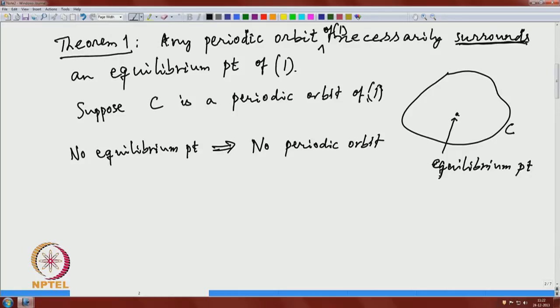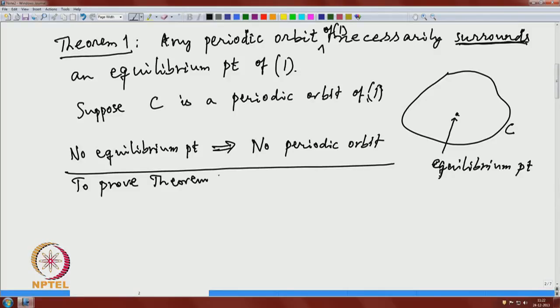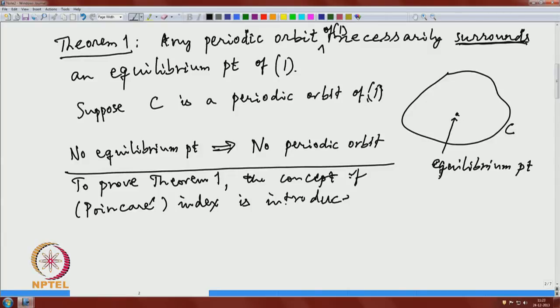That is where the new tools, new concepts and new ideas come in, and they are a bit advanced. So, let me restrict myself to a discussion of that. To prove theorem 1, the concept of an index, also called the Poincare index, is introduced. Let me just briefly discuss what that means.